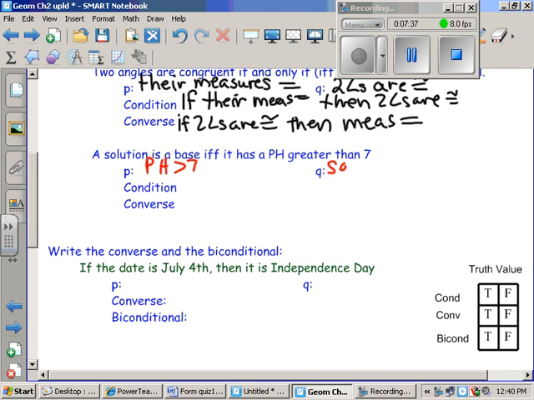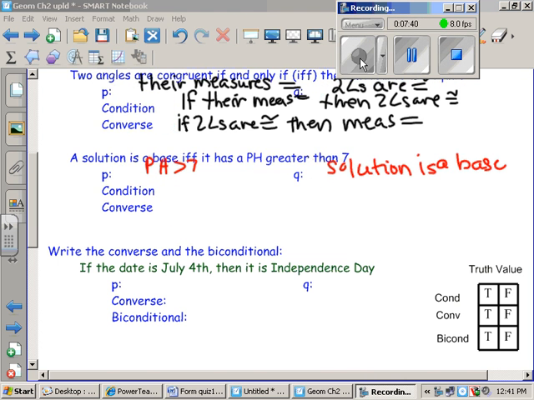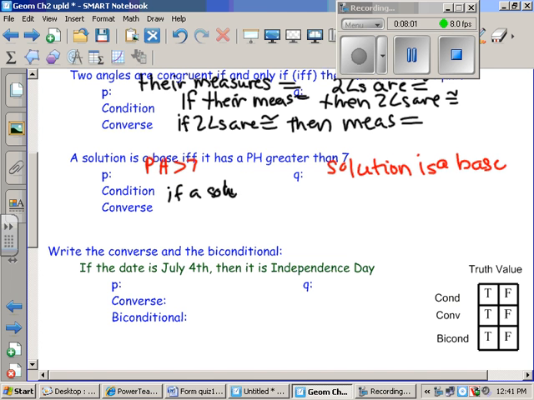Solution. Okay, and the conditional then would be, Becky? Okay, if you switch the hypothesis and conclusion, this would be your conditional. So if the solution is a base, then pH is greater than 7, which doesn't exactly match our hypothesis and conclusion, but it is a conditional. And what would the converse be?